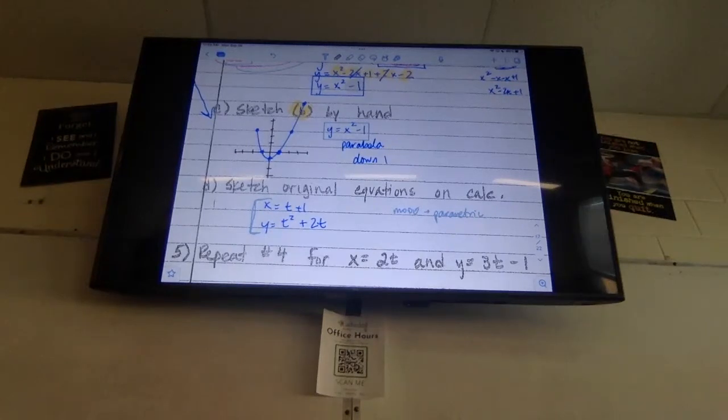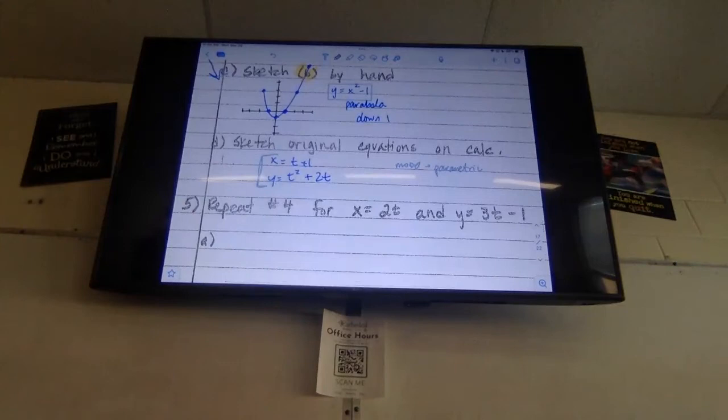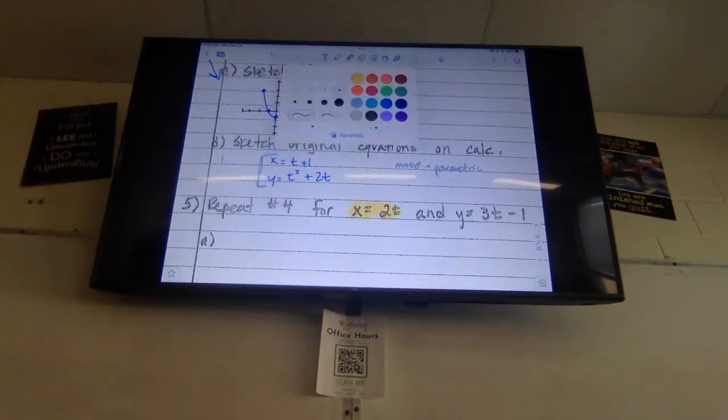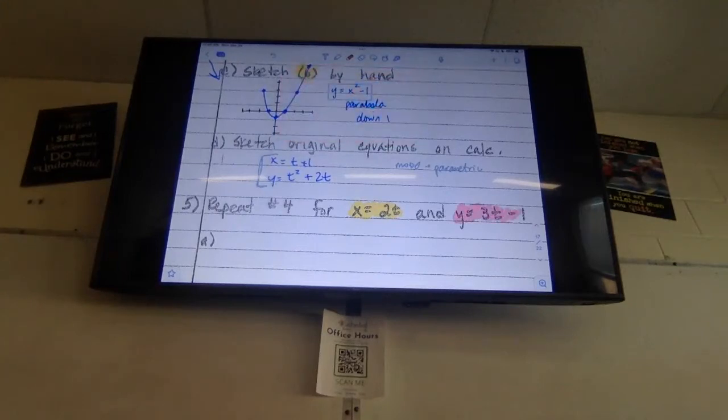So we're going to do number 5, which basically is repeating all the steps from number 4 using two new equations. So my first equation is x equals 2t and y equals 3t minus 1. Now, my plan was to just be quiet for a minute while you do A and B at least, and then I'll put my answers on the board. Is that okay? Okay. I'll be quiet, and I'll do my work silently.